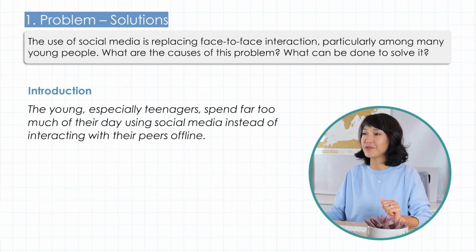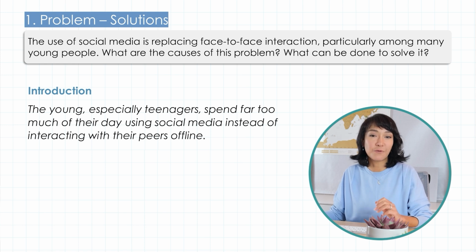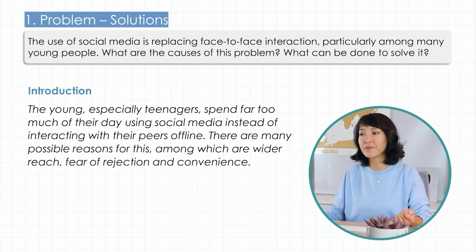The young, especially teenagers, spend far too much of their day using social media instead of interacting with their peers offline. It begins with a short topic sentence which simply informs us of the situation. There are many possible reasons for this, among which are wider reach, fear of rejection, and convenience. The second sentence gives several reasons, but there are no details, no examples.